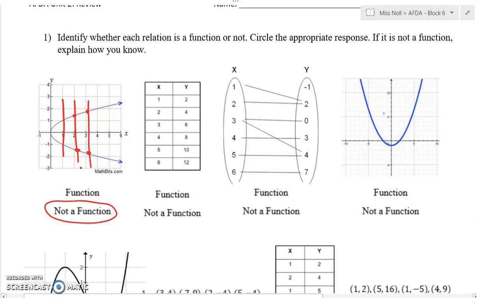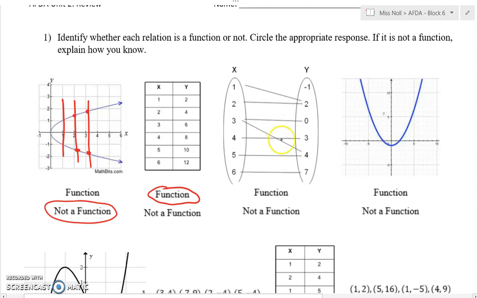Now when you have x's and y's, as in the next examples, if you have a repeat of the x values, and it's going to 2 different y values, then that is not a function. So if you look at the second problem here, we have 1, 2, 3, 4, 5, 6 in the x's. There's no repeat, and they're all going to whatever y, it doesn't really matter. And so that is a function.